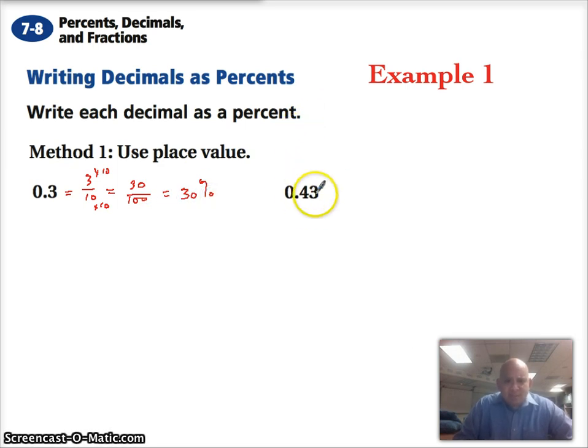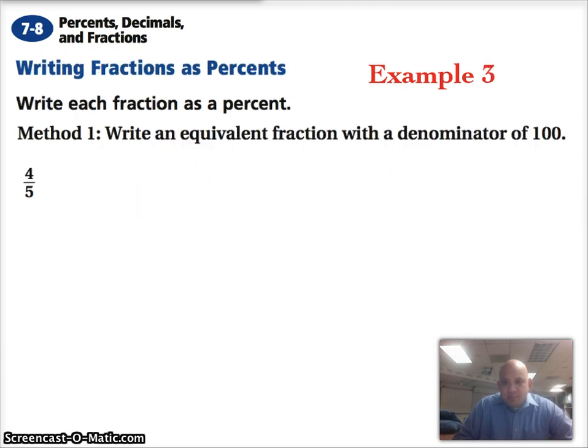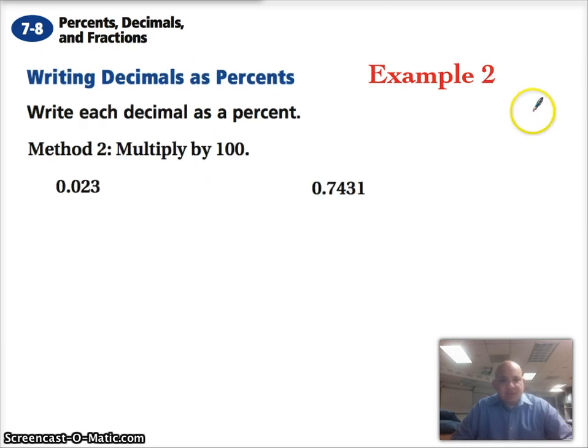Okay. Same thing here with 43/100. 43/100 is actually easier for us. It's 43 out of 100, which means 43 per 100, or 43%. Once we get it into the hundredths form of the fraction, we then have the numerator representing that certain percent. Let's take a look at the second example.